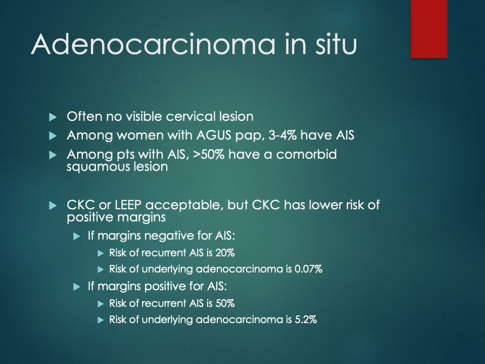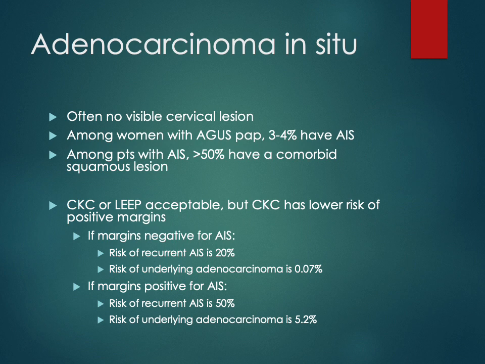I wanted to talk about adenocarcinoma in situ. This is kind of a special case. Often there's no visible cervical lesion, and it can cause a little bit of a diagnostic conundrum sometimes. So oftentimes it's suggested on an AGUS Pap, so atypical glandular cells of uncertain significance. Of all women with AGUS Paps, 3 to 4% will have AIS. And then among women with AIS, over 50% will have a comorbid squamous lesion. So sometimes you'll find both an adeno and a squamous component.